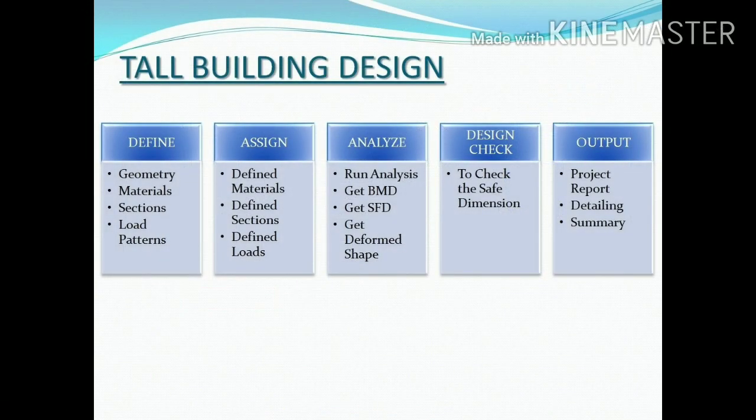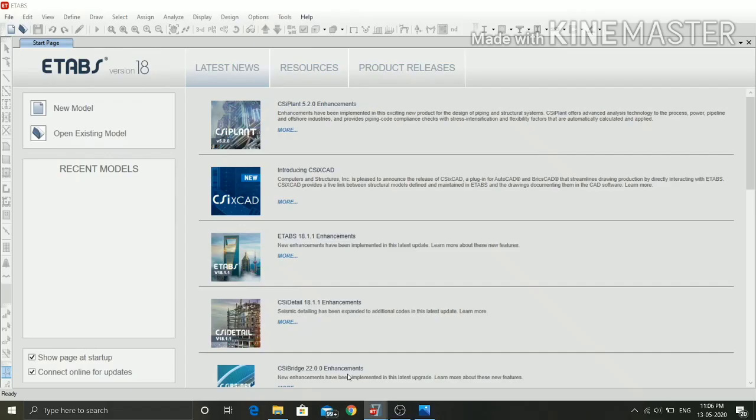First of all, we will define the geometry, material properties, frame sections and load patterns to be used. Then we will draw all the frame sections and assign the loads as per the problem statement. After complete modeling, we will run analysis on the building, as a result of which we will get bending moment diagram, shear force diagram and the deformed shape of each and every frame section. Then we will run the design check to get the listed outputs. Now let's start the modeling.